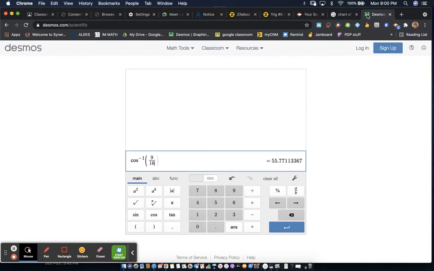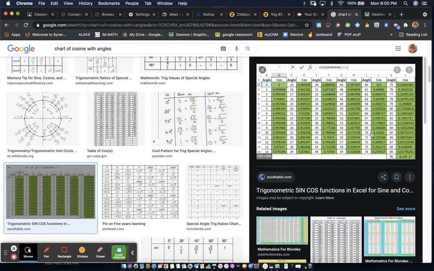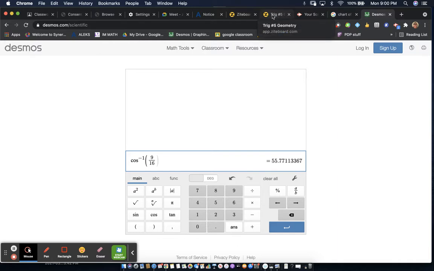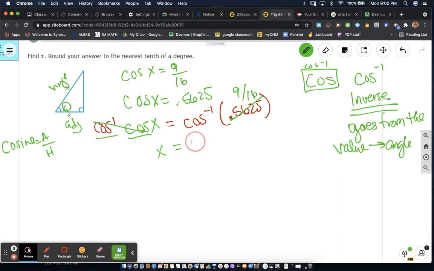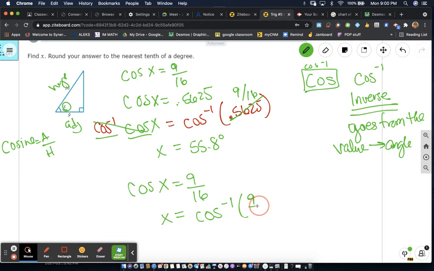And there you go. It's 55.7. Remember, I told you it was between there, right? It was between these two. That's where it is. So 55.7, 55.8 actually. 55.8 degrees. So when you have something that says cosine of x equals 9/16, what you really want to do is x is equal to cosine inverse of 9/16. We are literally taking the inverse cosine of both sides and undoing this cosine. This is the quick way to do it, but you have to know what you're doing. You just plug it into the calculator.